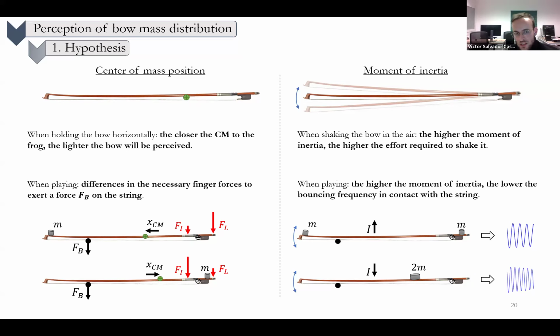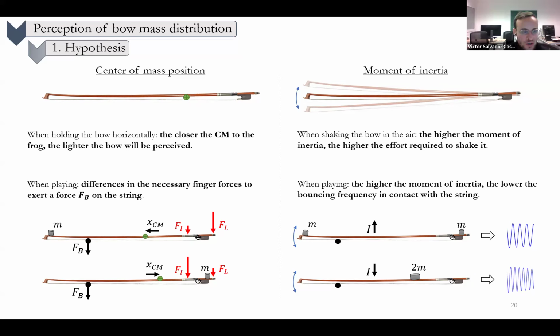And there's also another consequence when playing. The higher the moment of inertia, the lower the bouncing frequency in contact with the string. That is, when we have the bow in contact with the string, there are vibrational modes that make it vibrate. So for the first mode, for example, the higher the moment of inertia, the slower it will be vibrating in contact with this string.